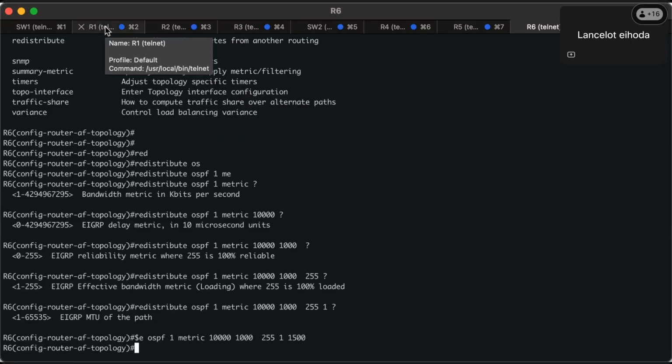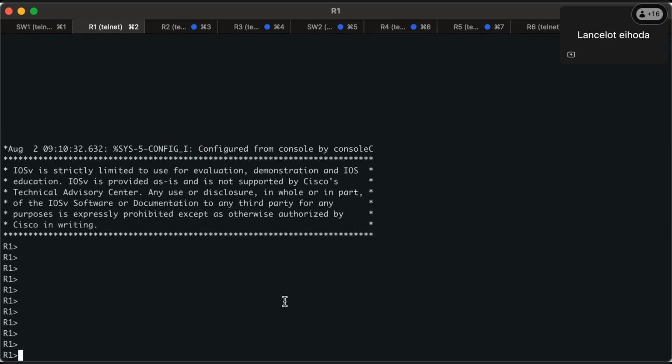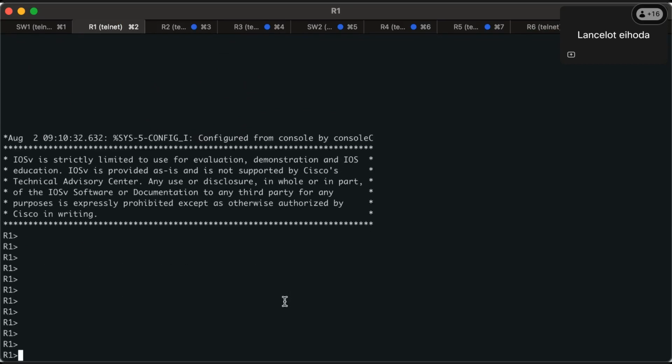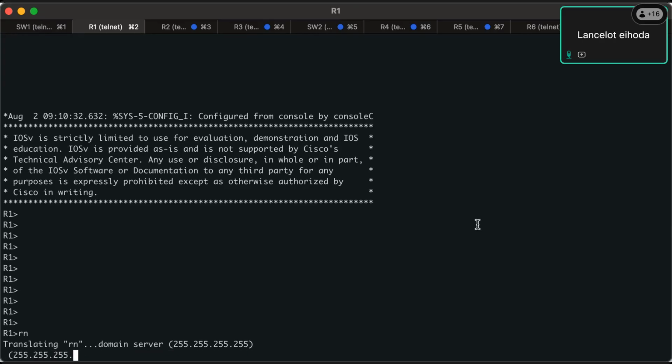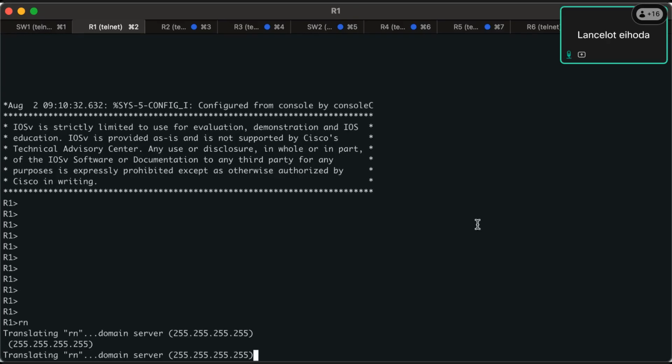But let's be sure we can see it from router 1. Are we here? Yes. Okay. Is this part a little bit confusing, the redistribution part? Yeah, it is a little. Okay. I might have to take time out and do redistribution.